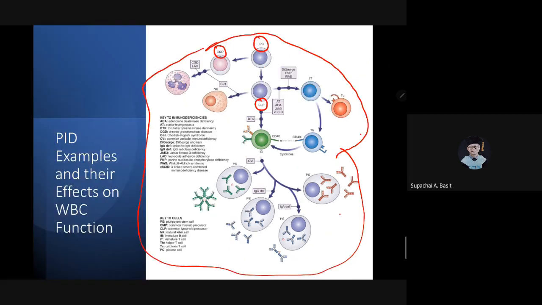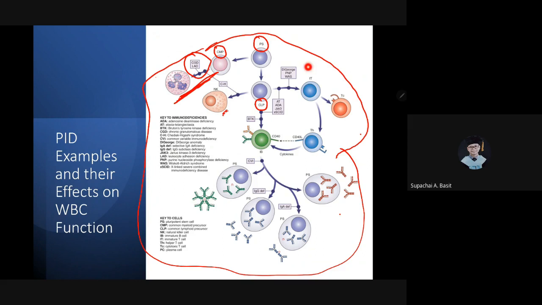So what does it tell us? Let's say, for example, that the common myeloid progenitor is affected. The common myeloid progenitor could give rise to the neutrophil, and then the natural killer cell. If you have problems with maturation of neutrophils, then chances are you can get CGD, which stands for chronic granulomatous disease, or LAD, leukocyte adhesion deficiencies.